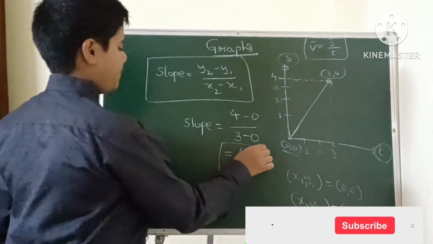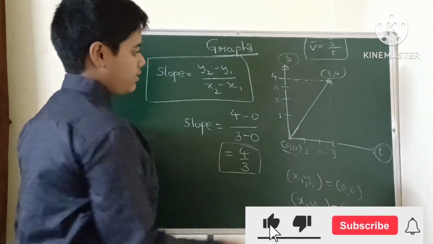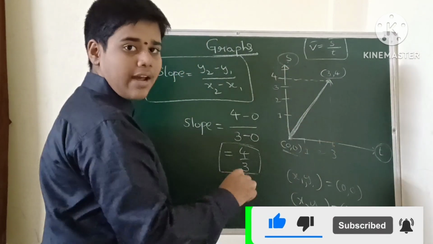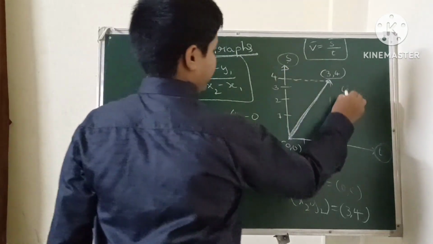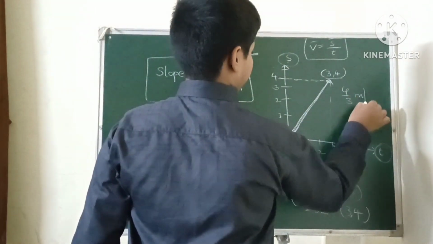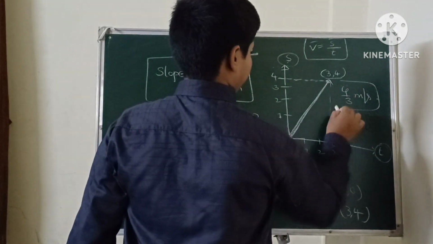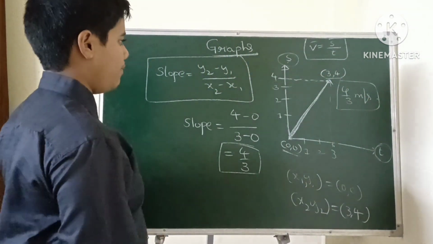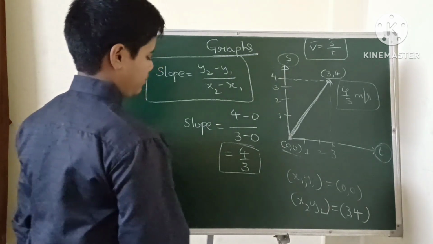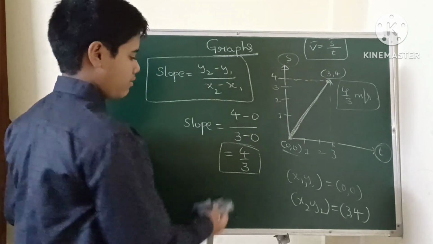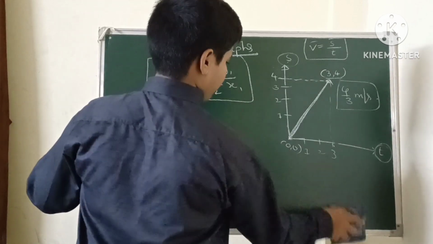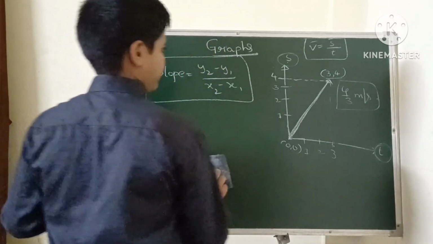So here the slope is 4 by 3, which means the velocity of this given ST graph is 4 by 3 meter per second. Okay. So like this we can find the slope: y2 minus y1 by x2 minus x1. So let me see another example.